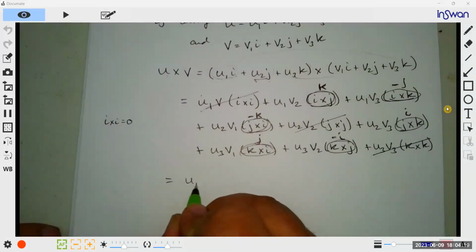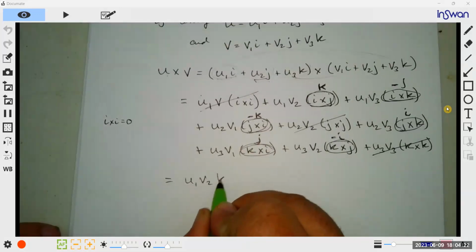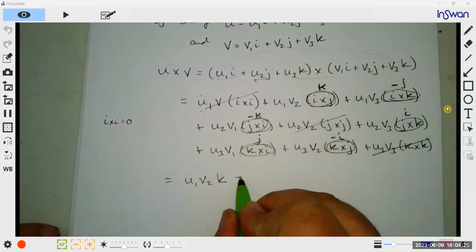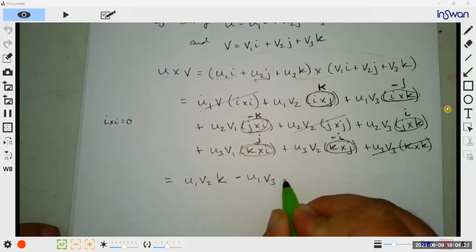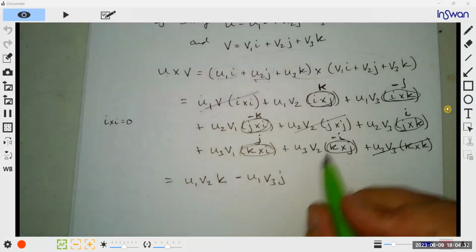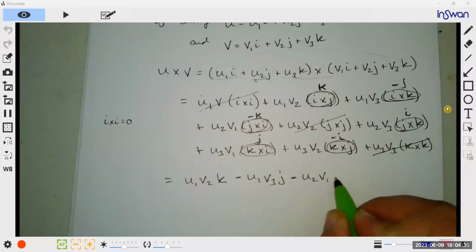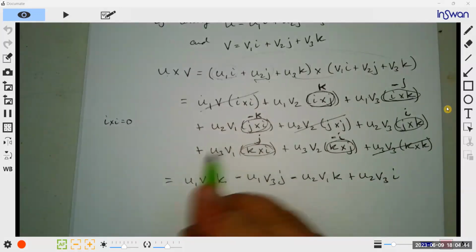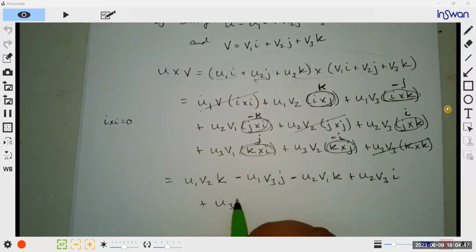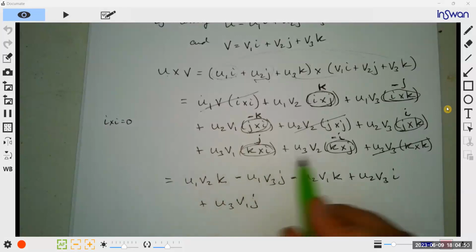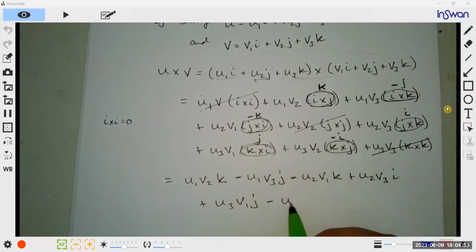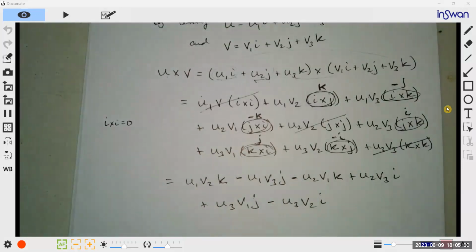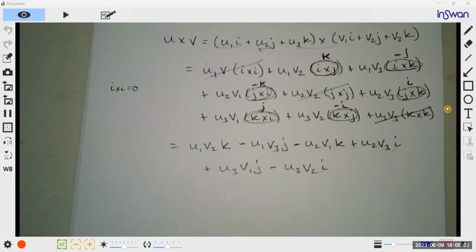So now we have U1 V2 K, just minus U1 V3 J. It's minus U2 V1 K, plus U2 V3 I, plus U3 V1 J, minus U3 V2 I. So we have 2 of each. Let's combine them.